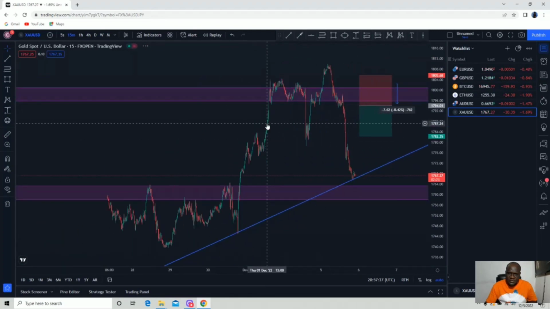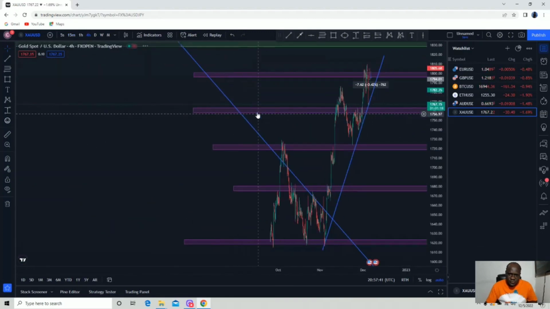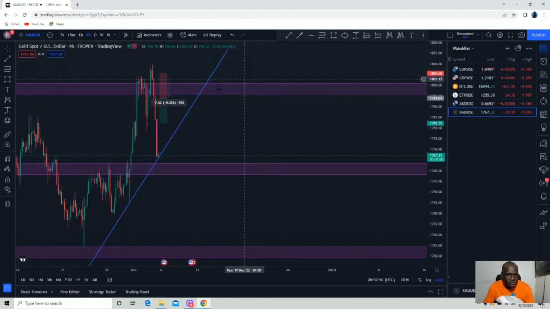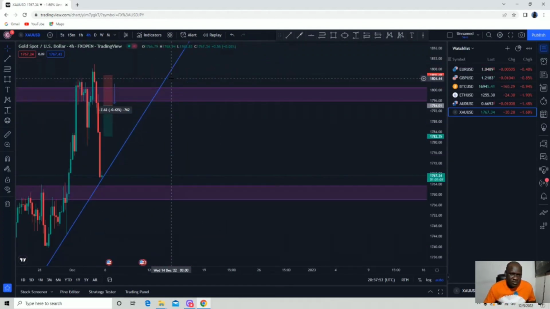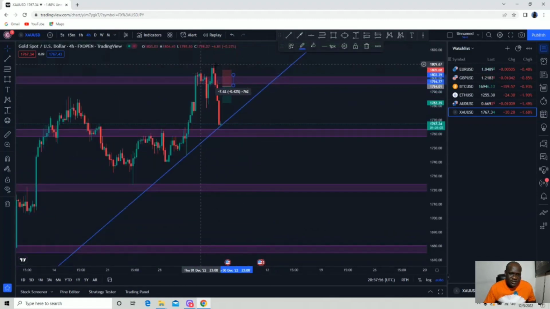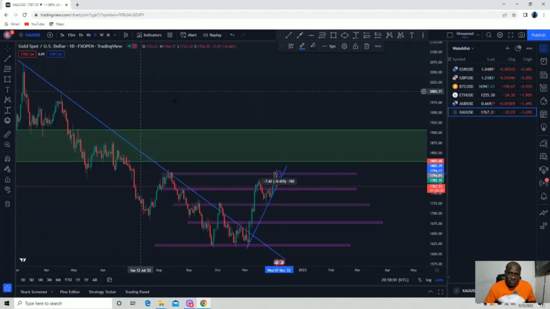Wow, look at gold. Gold too respected the structure. It did like a fake out, as if it wanted to continue going to the upside. It came back and broke down. That is what we are talking about. That's why you need to understand how to really trade this market. But gold can be very deceitful.